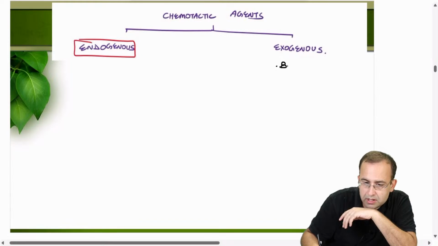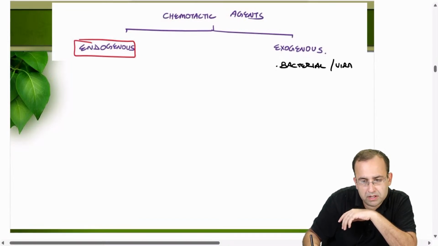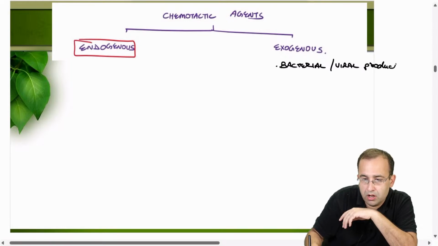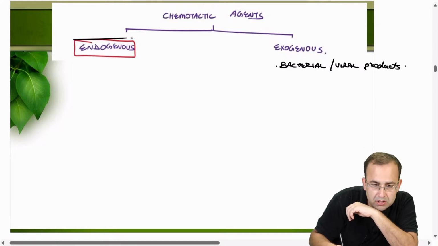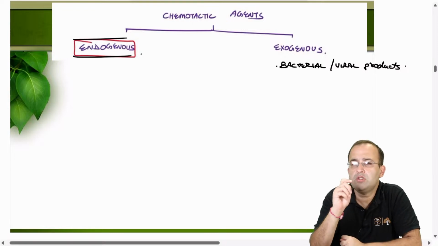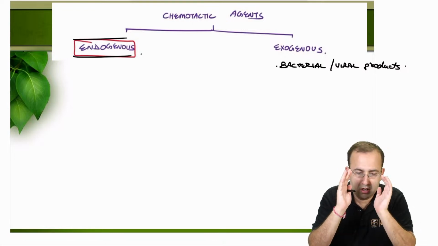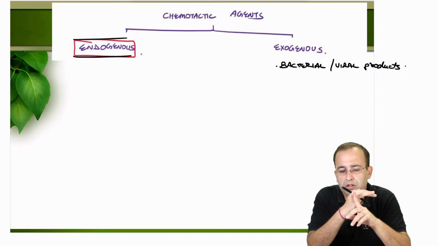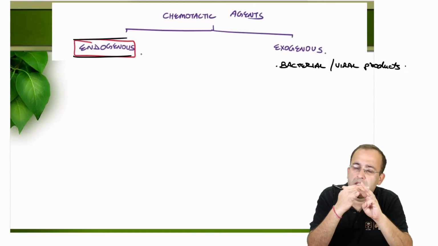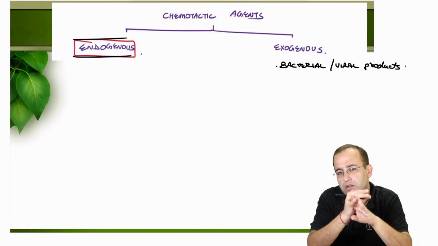Exogenous chemotactic agents are bacterial or viral products. Wherever bacteria or virus is present, WBCs will go there. What about endogenous chemotactic agents? Which complement factors? C3a, C3b, C5a, C5b. You always get a question from chemotactic agents, opsonization agents, and the cytokines associated. So we'll make a list now.